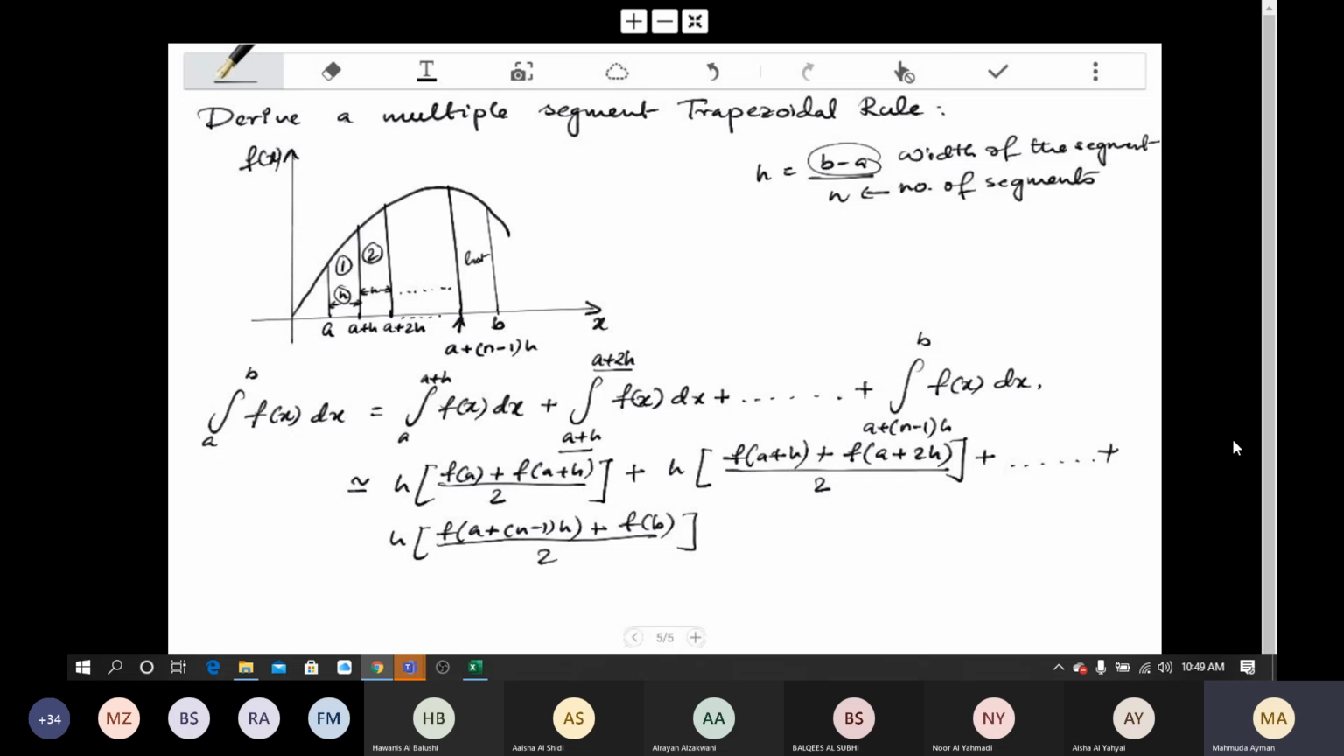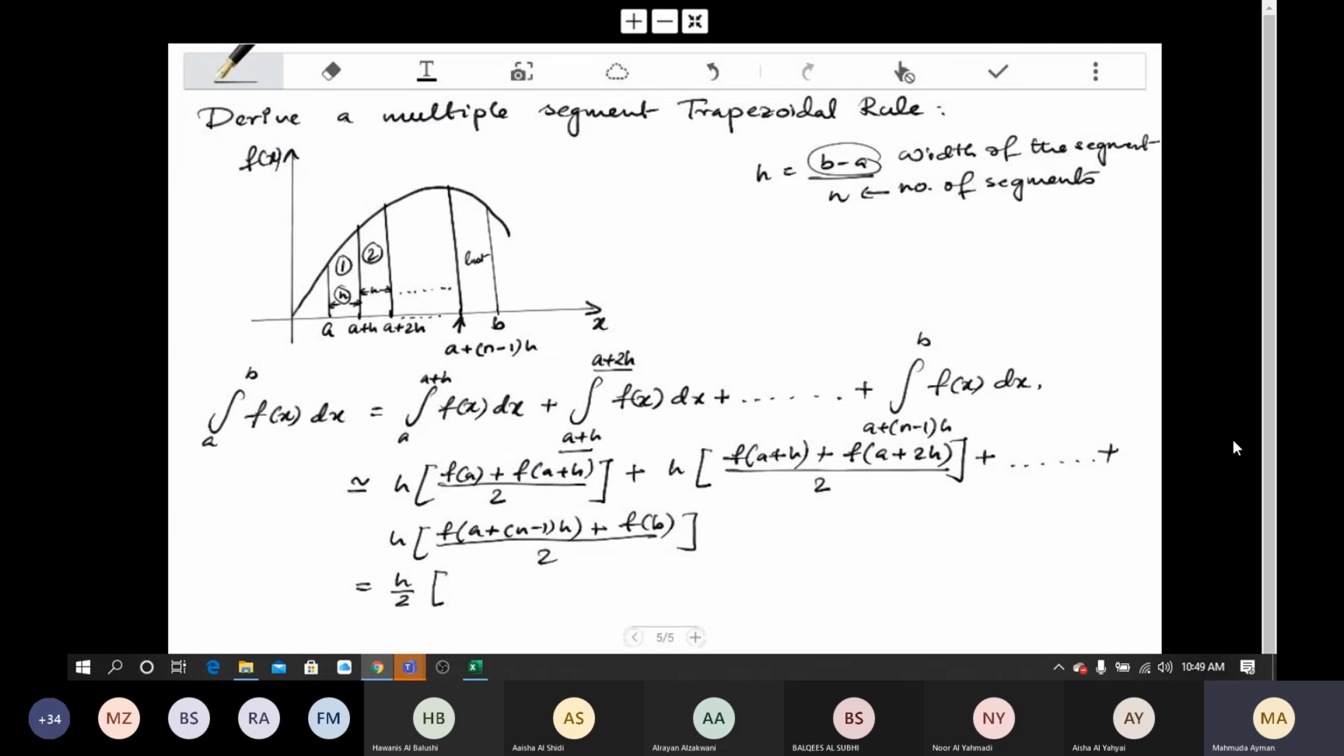Okay, now we have approximated each integral. Now we can see something in common in all of this. Everything has h and division by 2, so we can take h divided by 2 out as common.